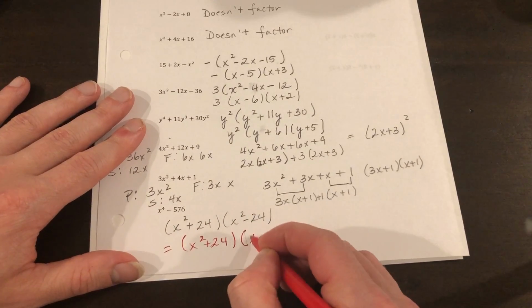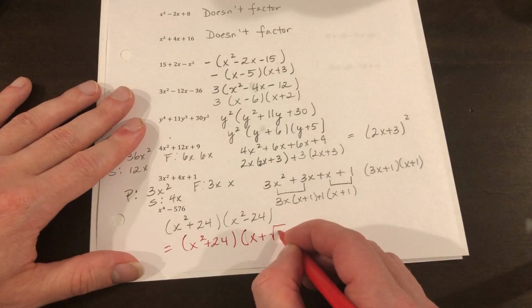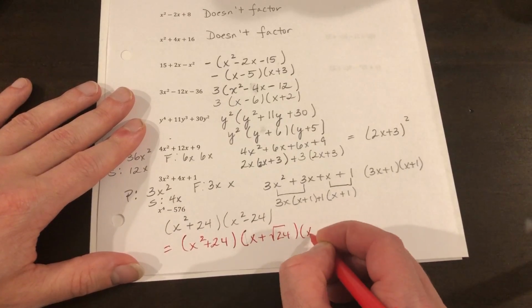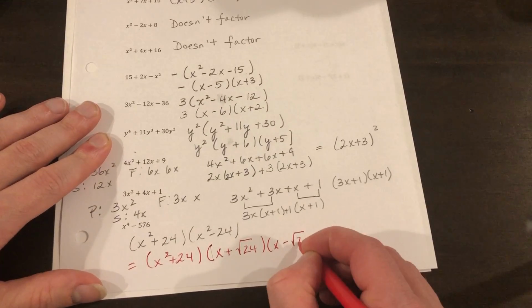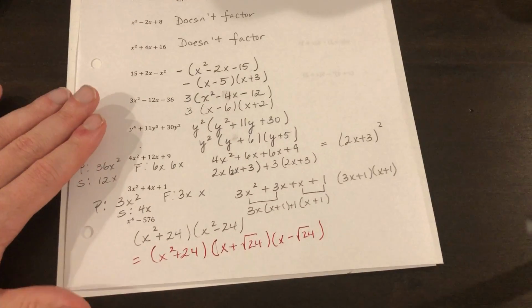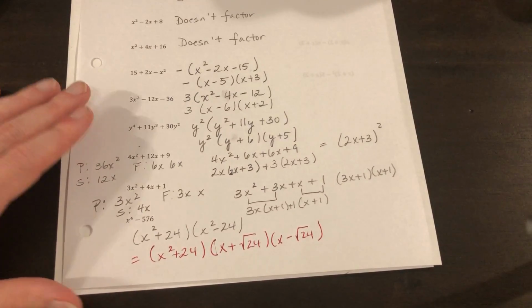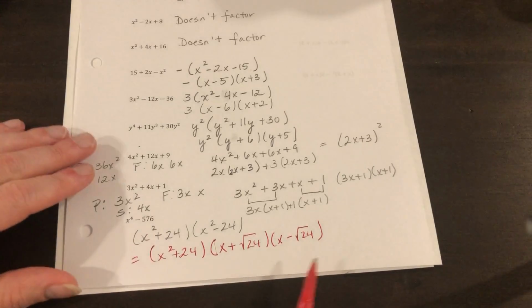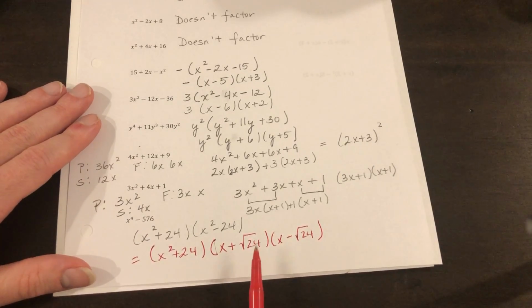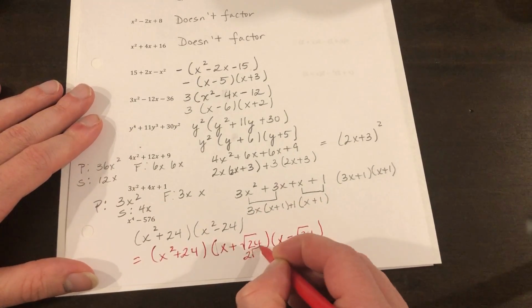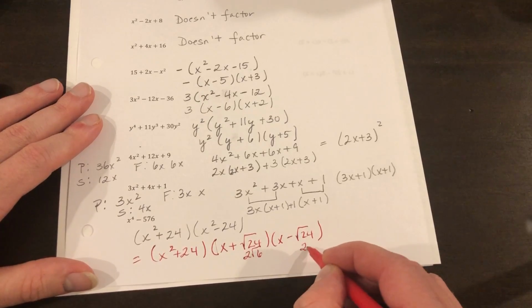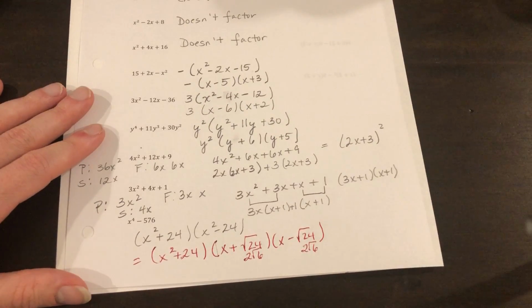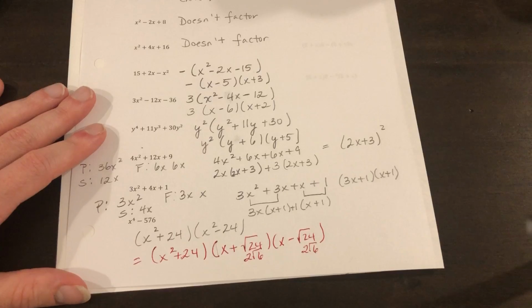Now, this could be x plus square root of 24 and x minus square root of 24 if you ever see it like this. I just want to show you that you can break stuff down even though it's not a perfect square. Okay? And if you want to factor, write this as 2 square roots of 6, that's okay with me. Either answer I'll accept.